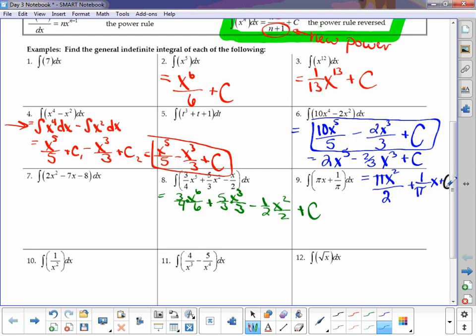Okay, real quick, let's take a look at 10 and 11. How can we rewrite this so it's easier to work with? x to the negative second, yes. It's still going to be the same process, just be careful as you add and divide. Okay, go ahead and flip it to the back side.